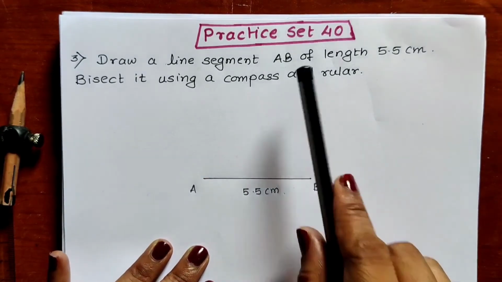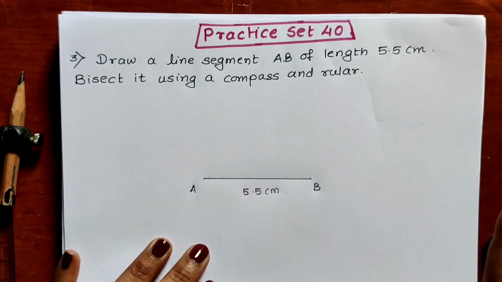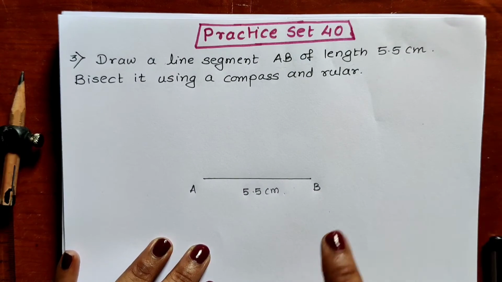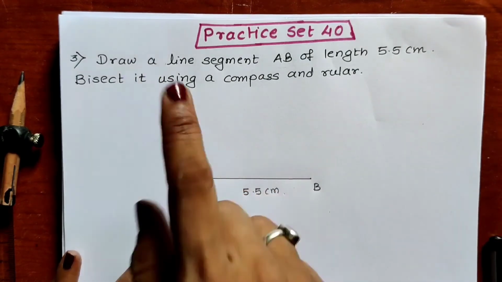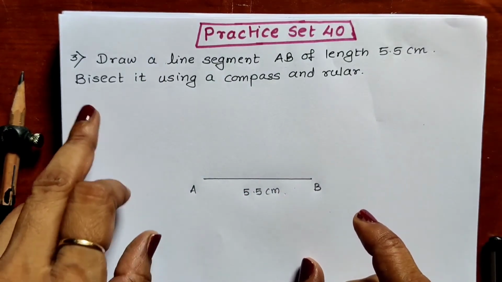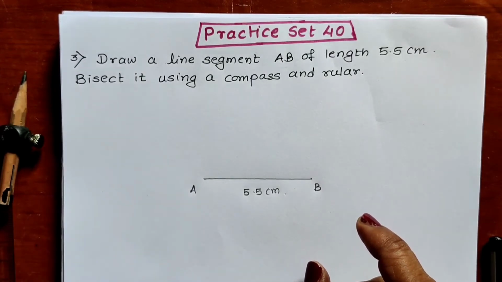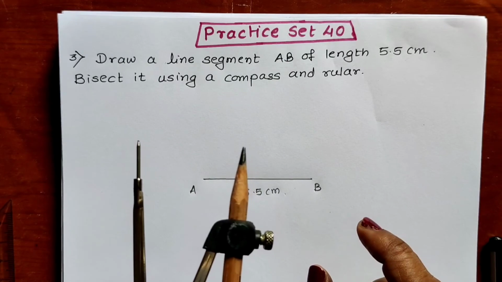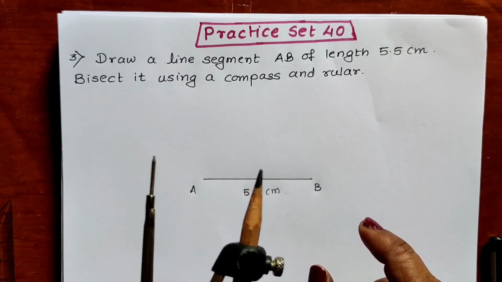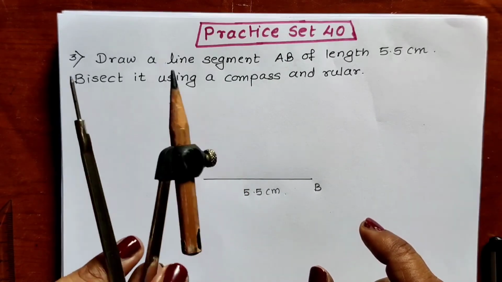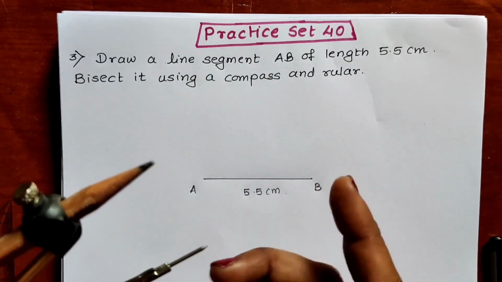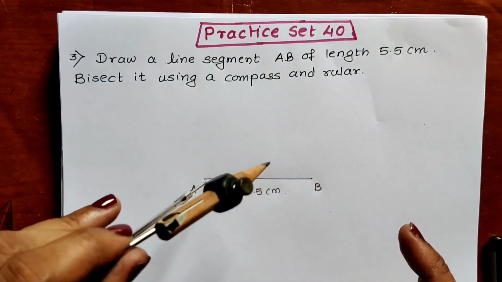Now we have to bisect it. We don't have to take any point outside the line, or on the line. Nothing is given. Only what is given, we have to bisect it. So when such a type of question is there, bisect it, we have to draw the perpendicular bisector. And a perpendicular is always a bisector also. So by using our compass, we can draw it. What we have to do? We have to place this tip on this point A.